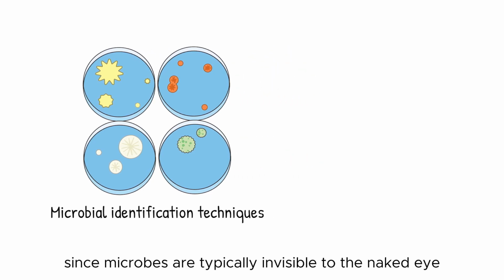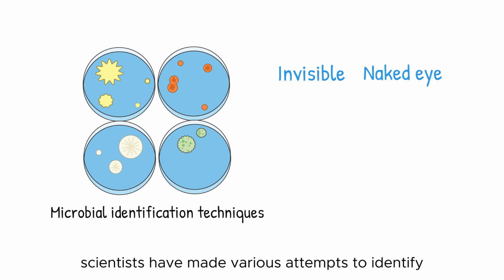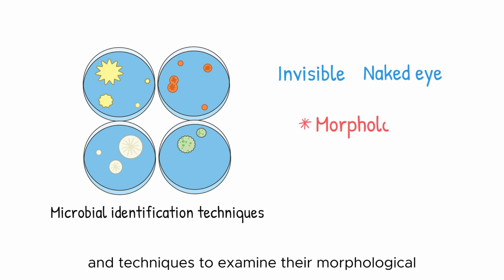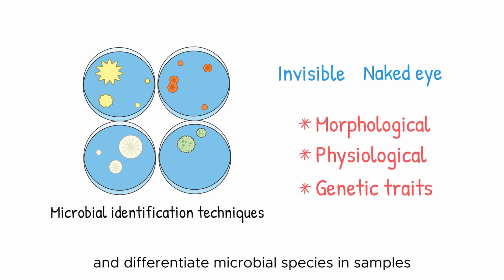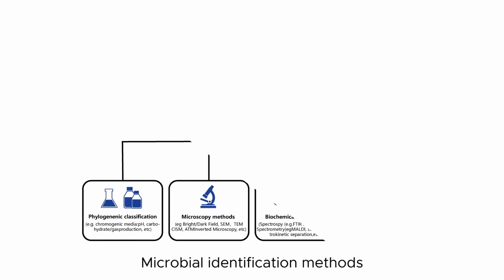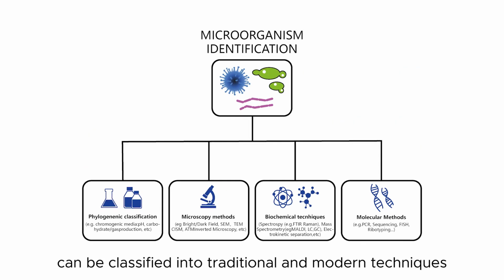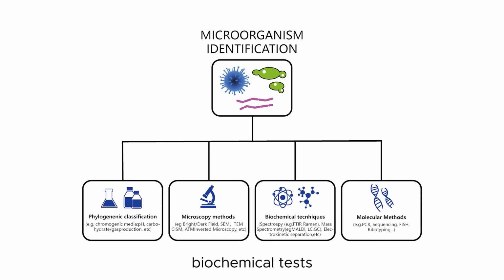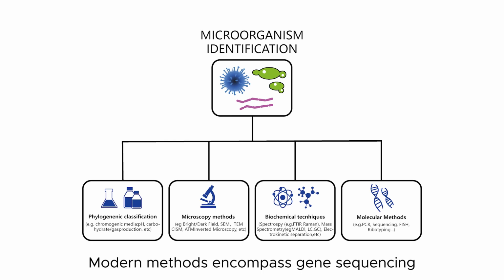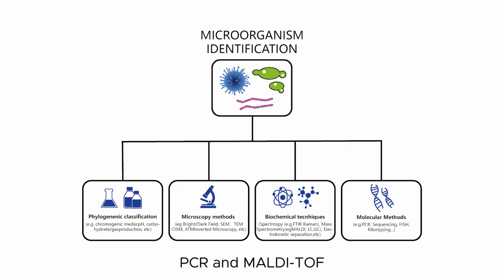However, since microbes are typically invisible to the naked eye, scientists have made various attempts to identify and utilize them by developing a range of methods and techniques to examine their morphological, physiological, and genetic traits and differentiate microbial species in samples. Microbial identification methods can be classified into traditional and modern techniques. Traditional methods include morphological observation, biochemical tests, and physiological tests. Modern methods encompass gene sequencing, PCR, and MALDI-TOF.